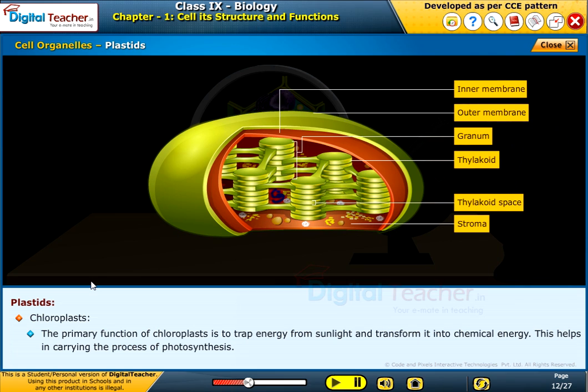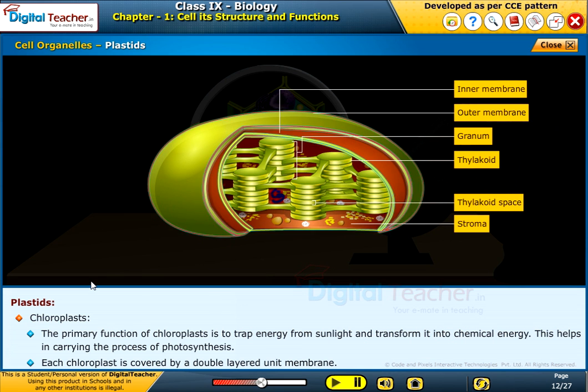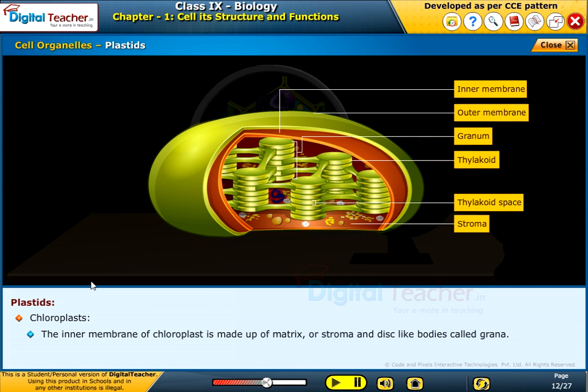Chloroplasts. The primary function of chloroplasts is to trap energy from sunlight and transform it into chemical energy. This helps in carrying the process of photosynthesis. Each chloroplast is covered by a double-layered unit membrane. The inner membrane of chloroplast is made up of matrix or stroma and disc-like bodies called grana.